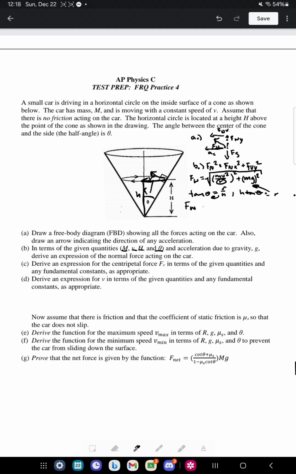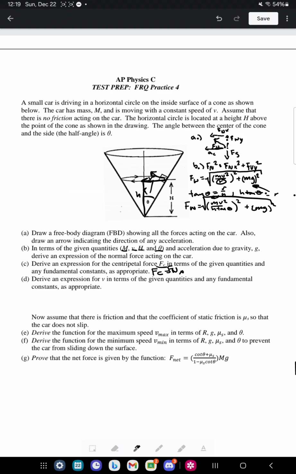We find F_n equals the square root of (mv squared over h tan theta) squared plus (mg) squared. That is under a radical, square root. And let's see, the next question asks us to find the F_c. We know that F_c equals F_n,x because it's the only force pointing towards the center.